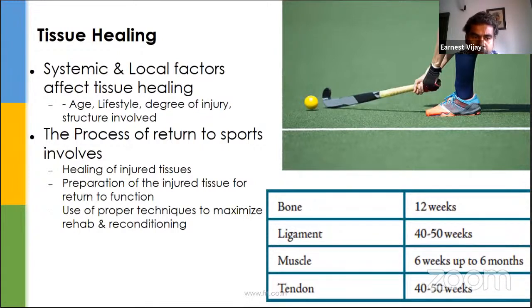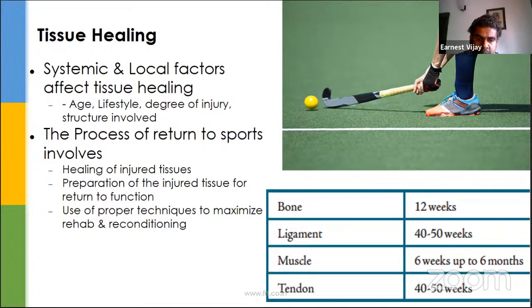And Dr. Alvaro pointed out about tissue healing. Every tissue has a different healing time. We have to appreciate that, whether you're dealing with a patellofemoral pain or a patellar tendinopathy or a quadriceps tendinopathy or a meniscus tear or a meniscus repair. So they have a different healing time. It's important to understand and appreciate the biological healing times when you're considering your rehab. And you also have to take into consideration the systemic and the local factors which can affect tissue healing.